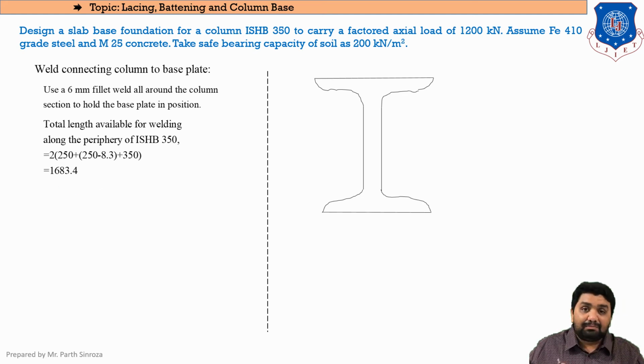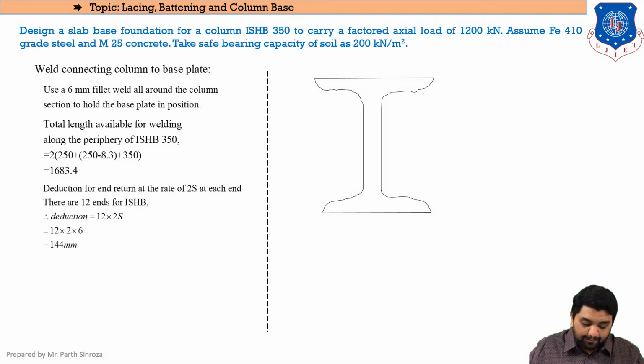So we need to weld this periphery, but you also need to remember that we always need to deduct our end returns. For that we will find how many ends there are, and for that we will be discussing each and every corner of it. If we start our welding from this point, then this will be our first end return, this will be our second, third, fourth, fifth, sixth, 7th, 8th, 9th, 10th, 11th, and 12th. So 12 end returns are prescribed in the I section that we have dealt with.